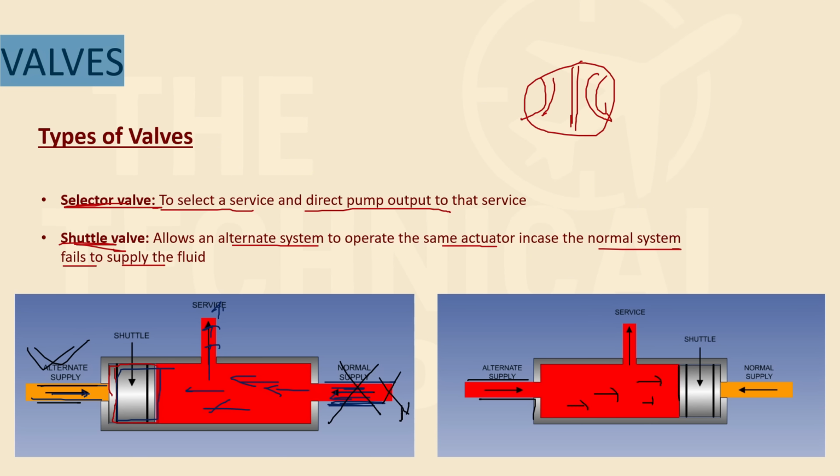The shuttle is moved to the right hand side, and now the fluid is entering from the alternate supply and it is moving to the service, right? So the same actuator, it is not a different actuator. Here also you have the same actuator, here also you have the same actuator. So the actuator is same, but the supply is different. In this case, the supply was here, and in this case, the supply is here. Supply is different, but it is operating the same service and the same actuator is used, right?